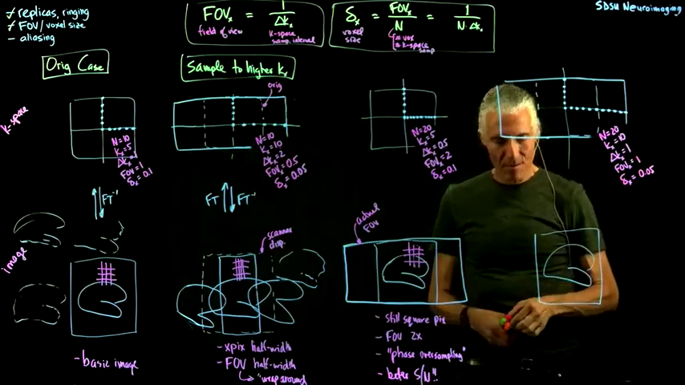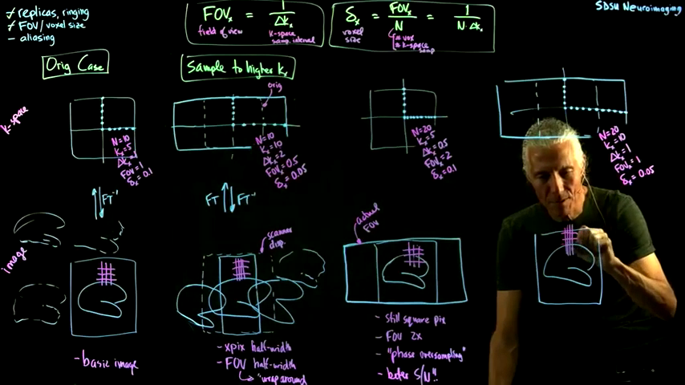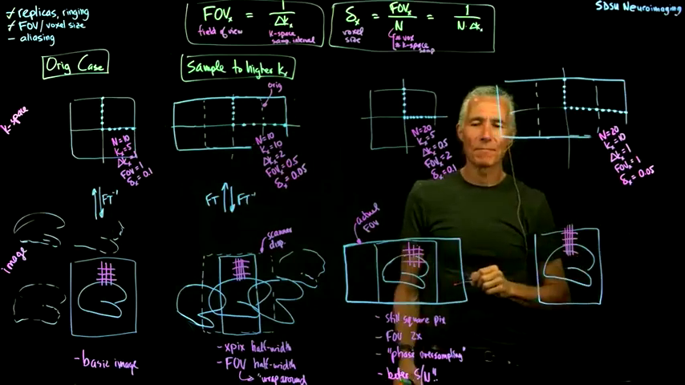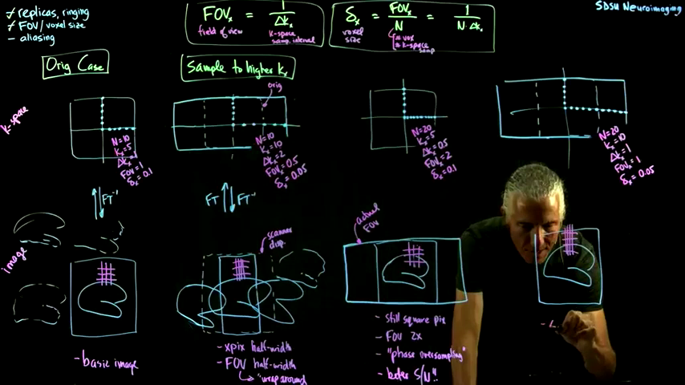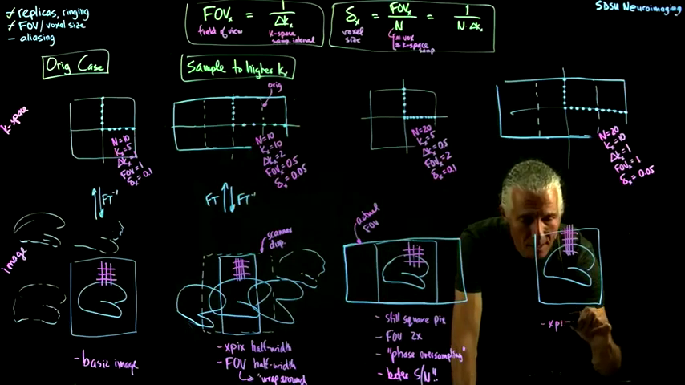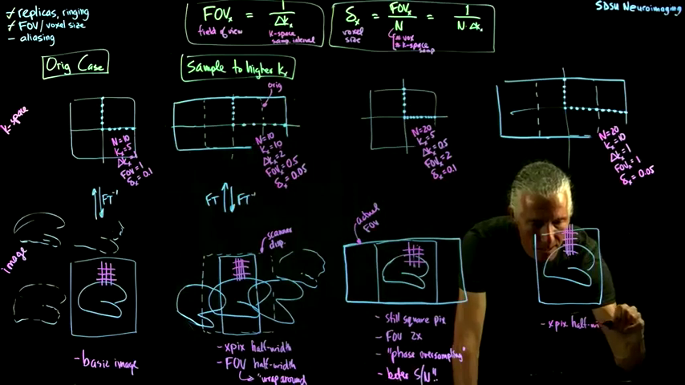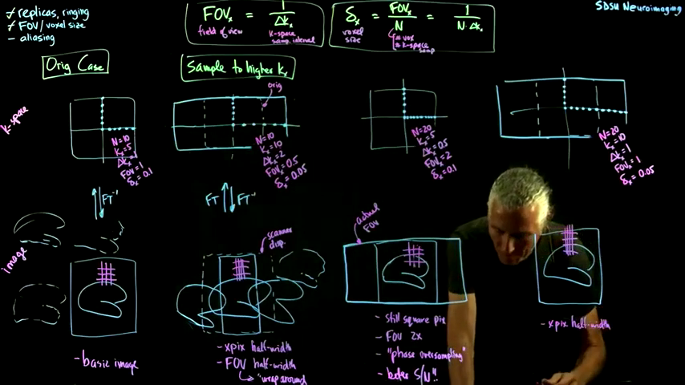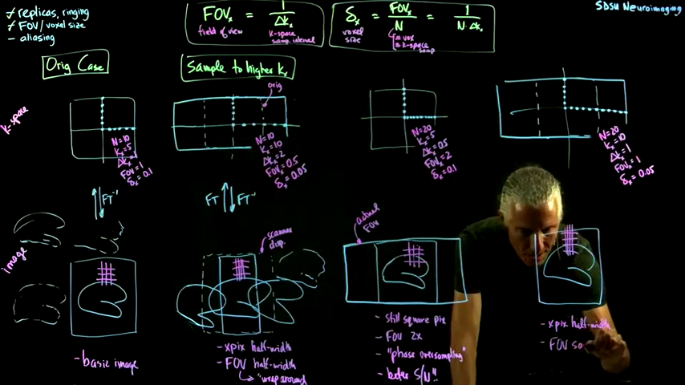And all we did was we just decreased the x voxel. So we made the x voxels finer, but we left the y voxels the same size. So this is x pix half width. And the field of view is the same.